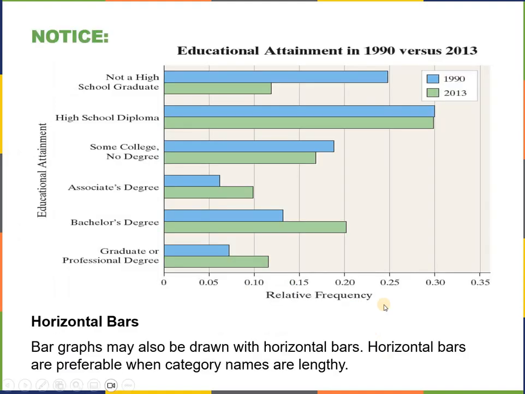Here is another way to represent the side-by-side bar graph. This is horizontal bars. Bar graphs may also be drawn with horizontal bars in case you see the categories are lengthy. We don't have a space to put them at the bottom. So we put them on the side here on the vertical axis, so we have more space to represent the categories.